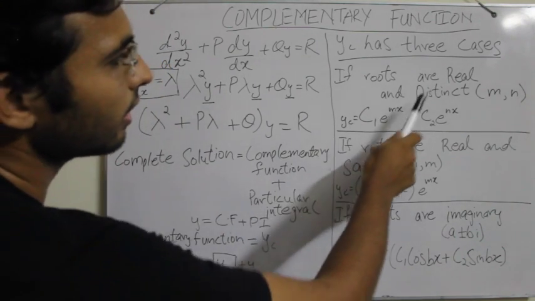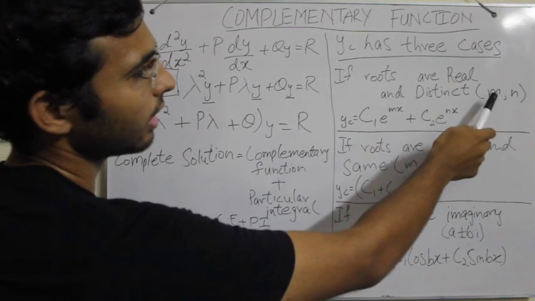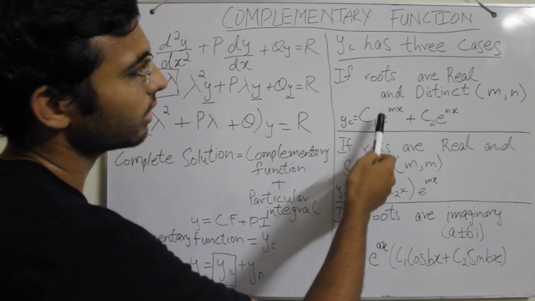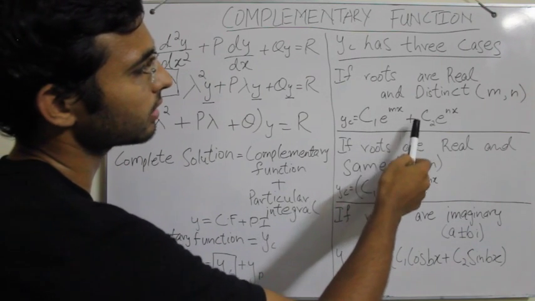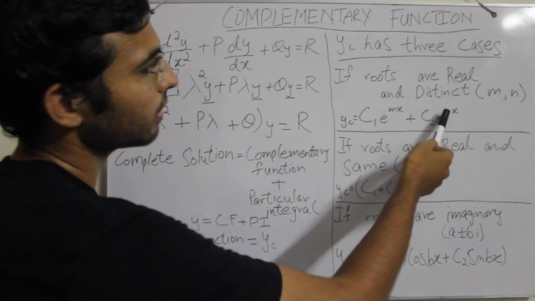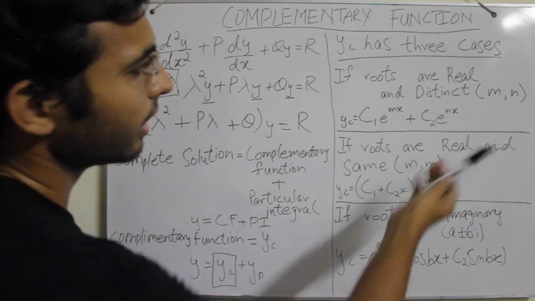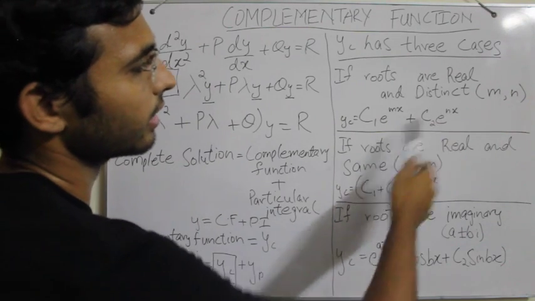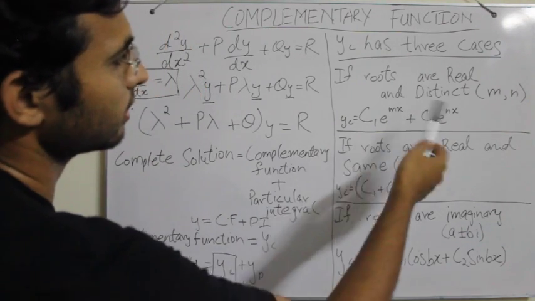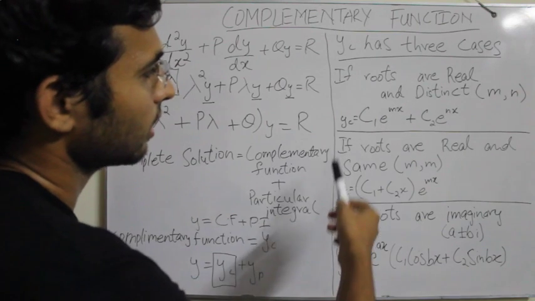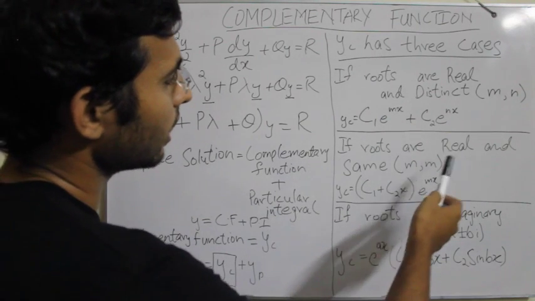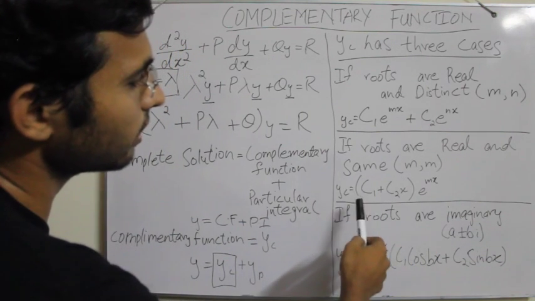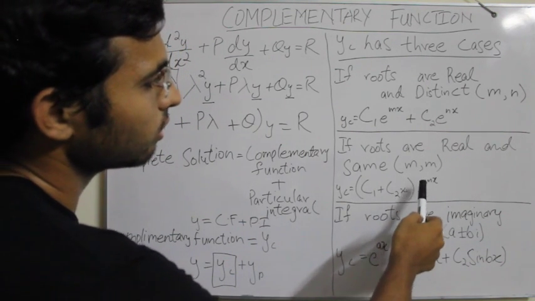Now when the roots are real and distinct, that is m and n, you get yc is equal to c1, the constant 1, e to the power mx plus c2, or constant 2, e to the power nx. You may interchange the values as c1 e to the power nx plus c2 e to the power mx, it doesn't make a difference. So that's our yc. Now the second case says that if roots are real and same, that is m and m, the yc will be c1 plus c2 x, e to the power mx.